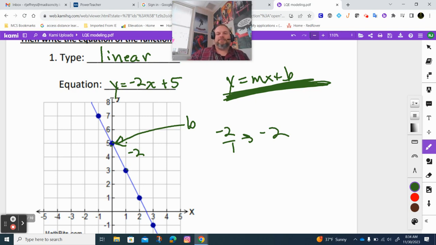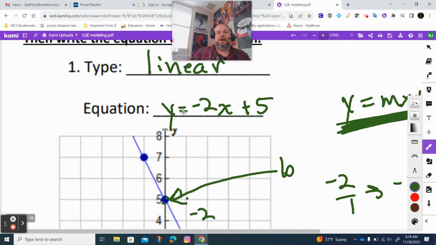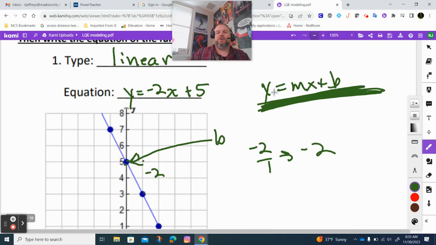Okay, let's zoom in a little bit. y equals negative 2x plus 5. It's very similar to this equation over here that is highly underlined.